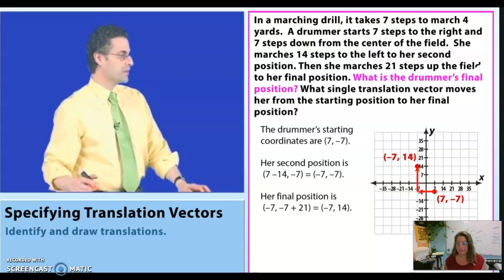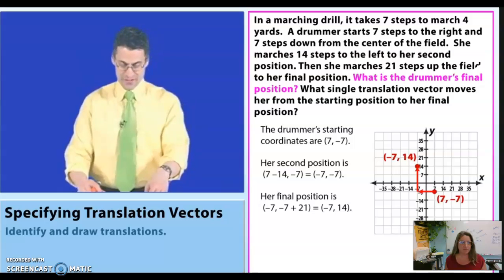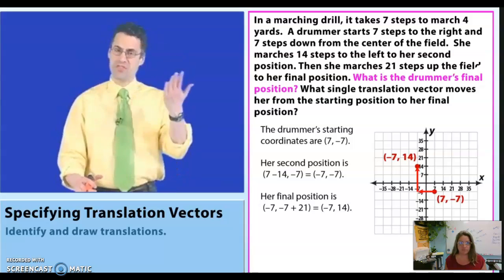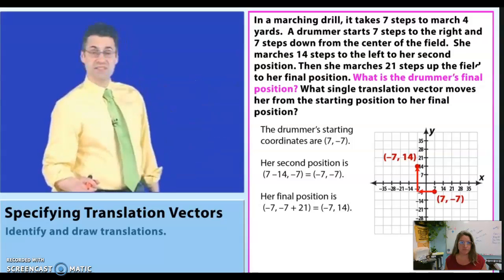And the question is, what is the drummer's final position? Well, we just answered that. In fact, (-7, 14). Look how we think like mathematicians, because we just say, well, what is that?